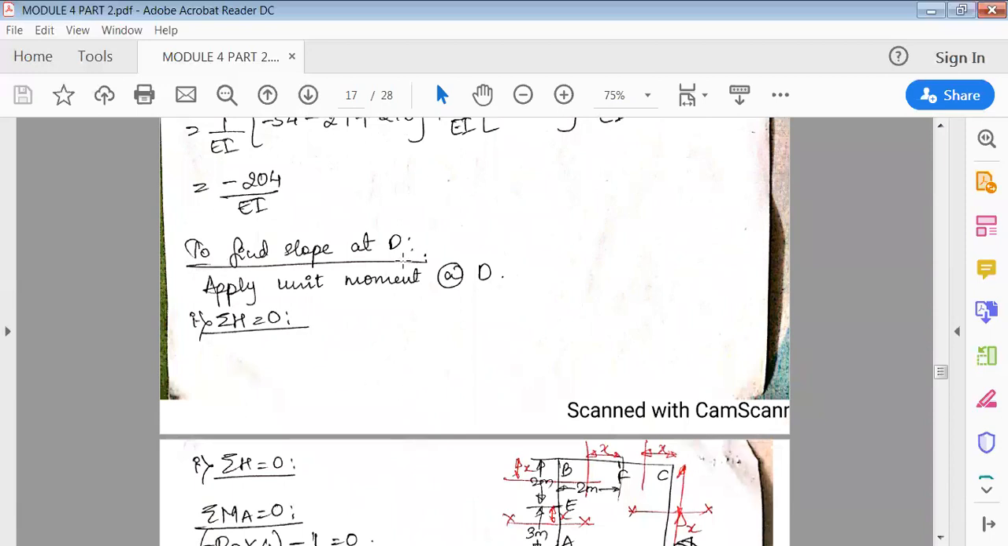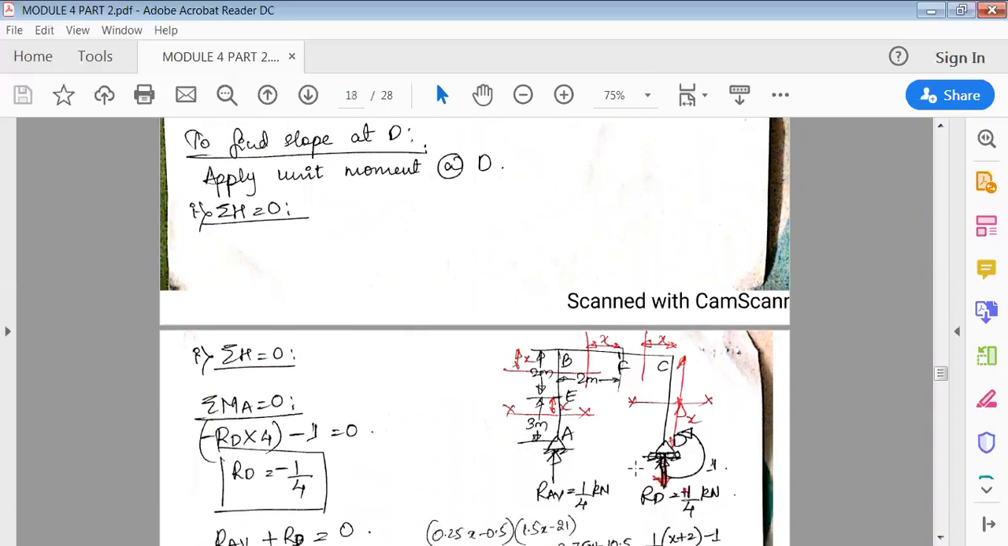Now to find out the slope or rotation at D, you have to apply a unit moment. Here at D there is absolutely no external force, so at that point we have to add a unit load here. So this is the unit load, or the unit moment. This is called a unit moment to find the slope.